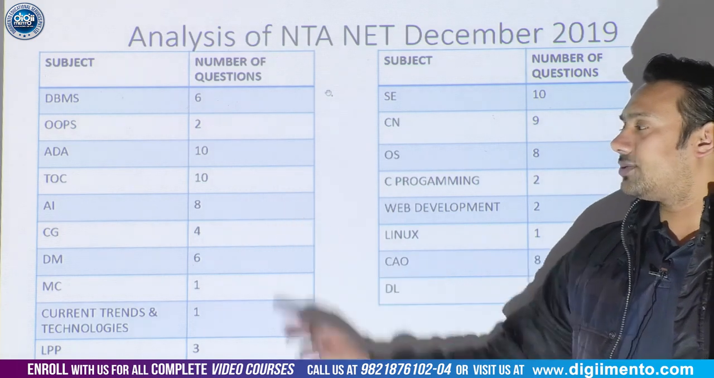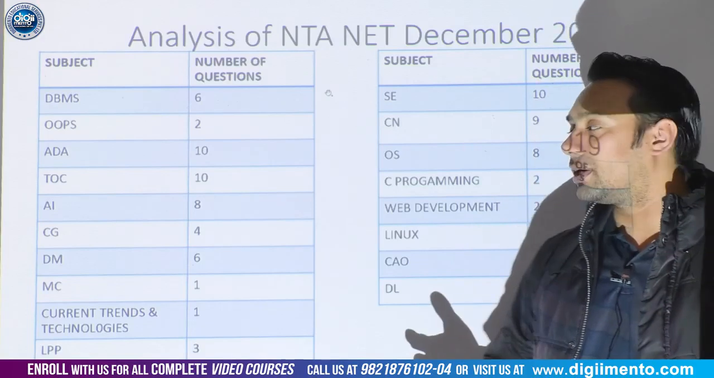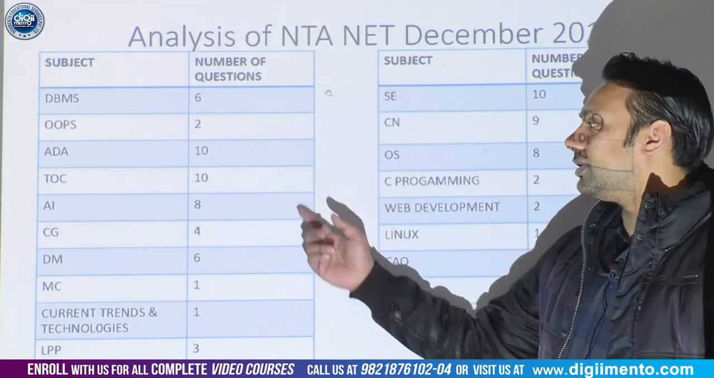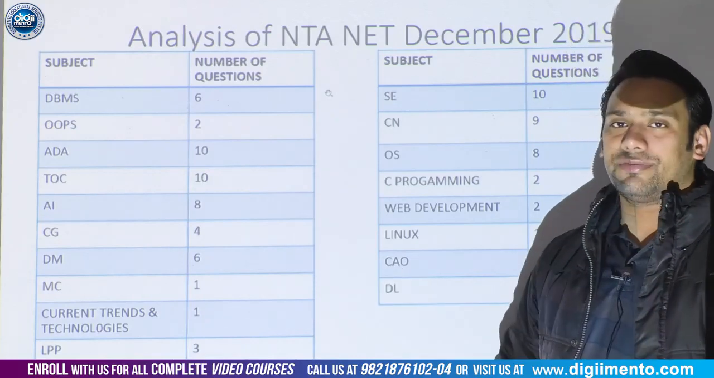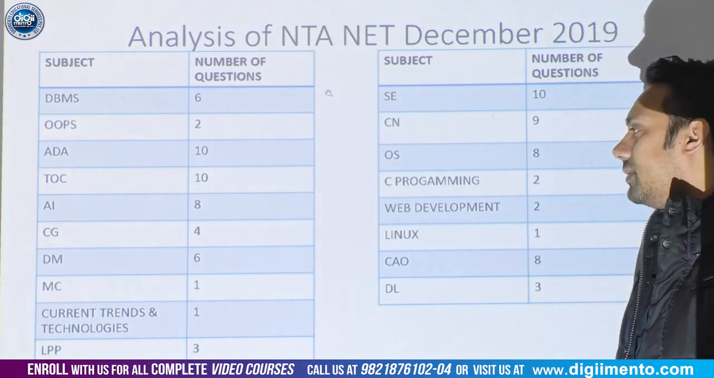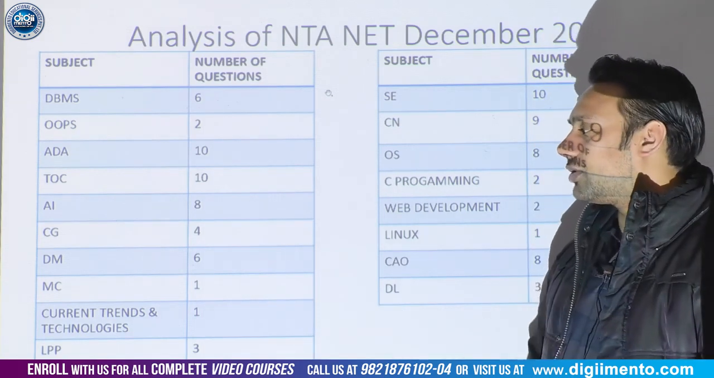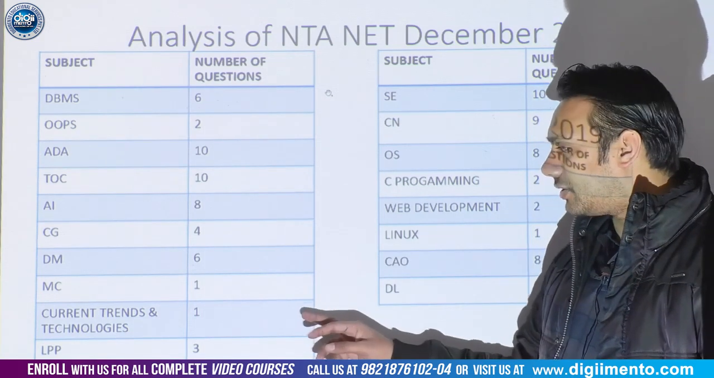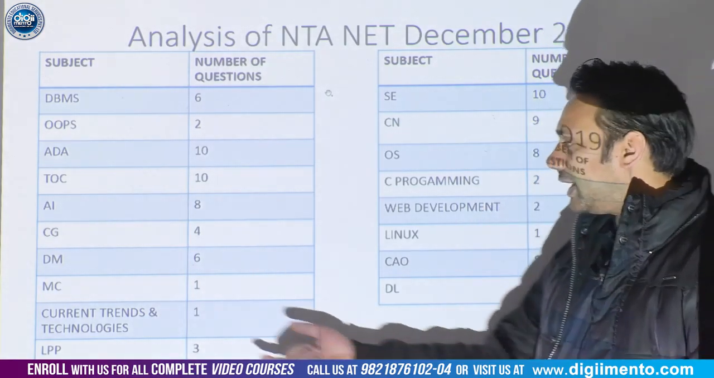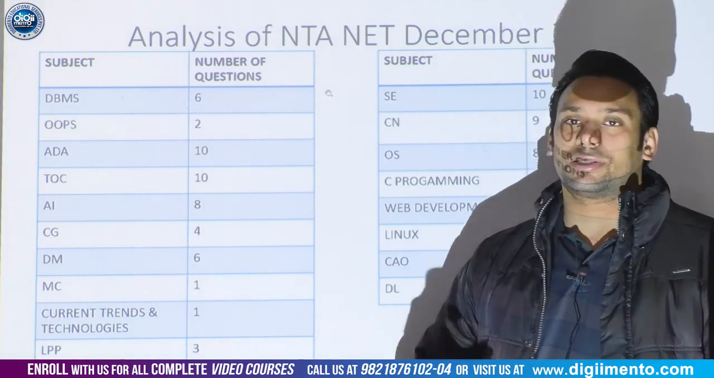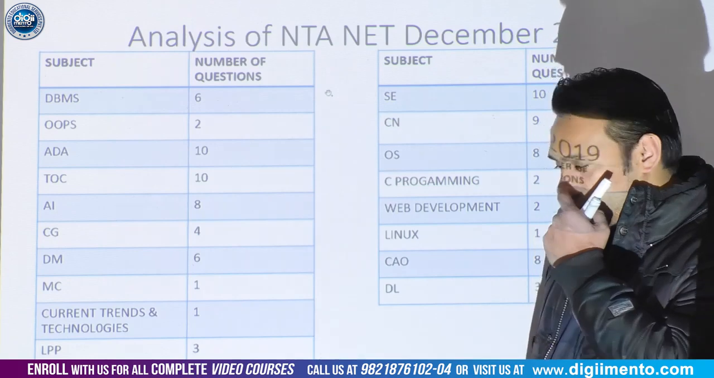From artificial intelligence you got 8 questions. So this AI includes all the 3 parts, which is your fuzzy logic as well as your neural networks, genetic algorithms. All these parts are included in this artificial intelligence AI. From computer graphics you got 4 questions at this time. From discrete mathematics you got 6 questions. From mobile computing you got 1 question. From current trends and technology, actually it is also called as Internet of Things, right? So I named it as current trends and technology, but this question was under the section of Internet of Things. So you got 1 question from this.